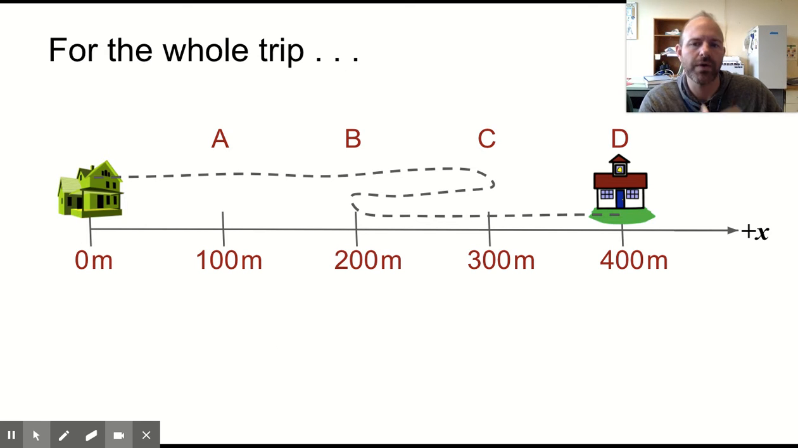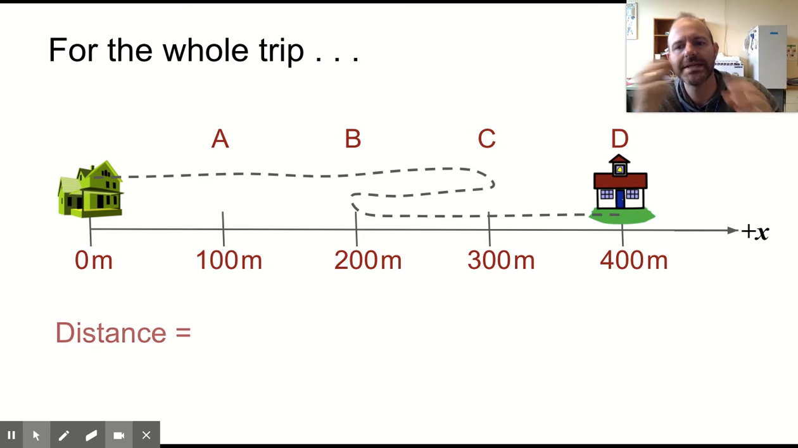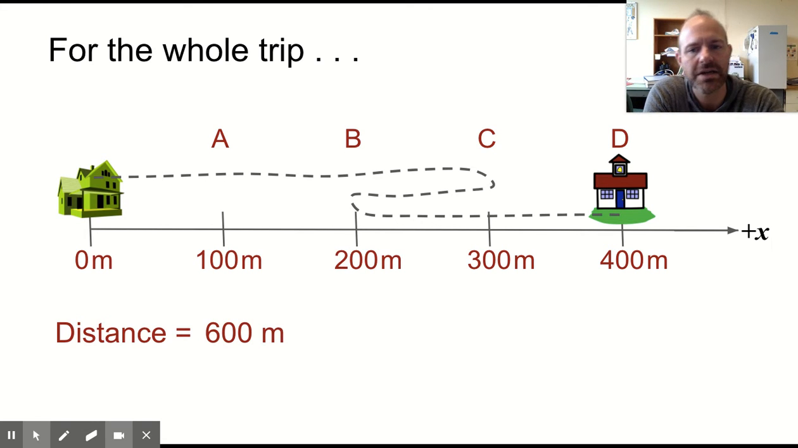For the whole trip, we could ask some questions. What is the total distance traveled? Well, if you think about a step counter, how many total steps did you go? So we went 100 meters, 200, 300, then we went back 100, and then we went forward 200 meters, for a total of 600 meters traveled.